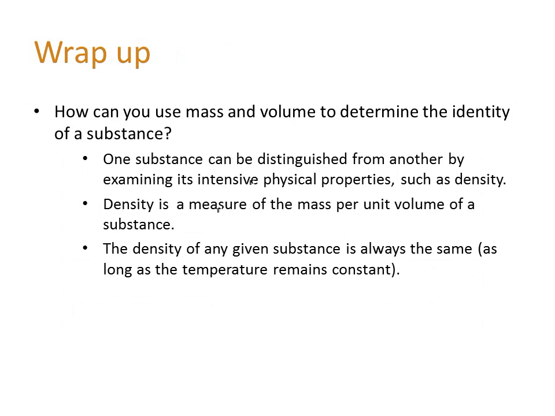Wrapping up the lesson. How can you use mass and volume to determine the identity of a substance? One substance can be distinguished from another by examining its intrinsic physical properties, such as density. Density is a measure of the mass per unit volume of a substance. The density of any given substance is always the same, as long as the temperature remains constant.